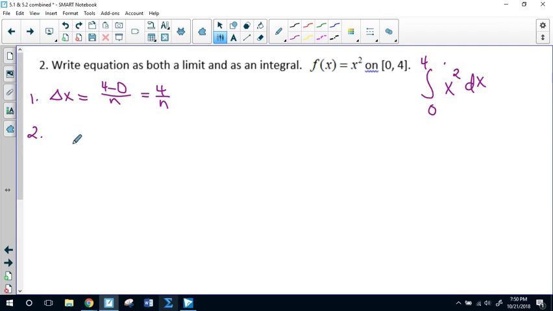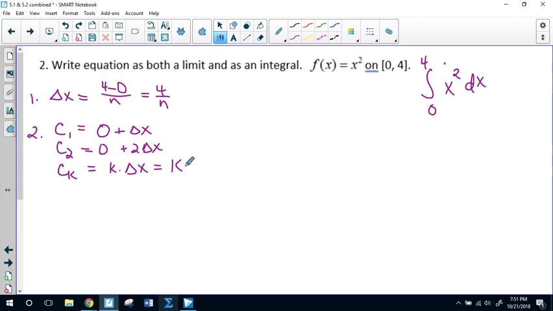Then the second thing you're supposed to do is find your c sub k that you're going to substitute in. So find something that's going to represent what you're going to use to find the height of each rectangle. So it always is best if you do your RRAM. So that means you're going to take the left bound, which in our case is 0, and add on delta x. And then c sub 2 would be 0 plus 2 delta x, which means my c sub k would be, I'm not even going to write 0, it's going to be k times delta x. But I know that delta x is equal to 4 over n.